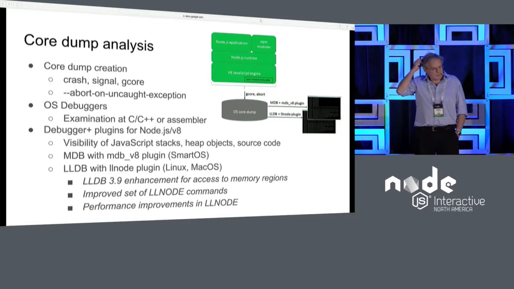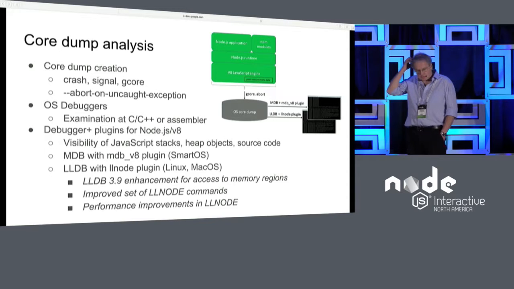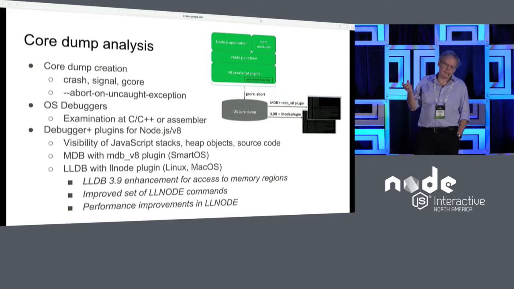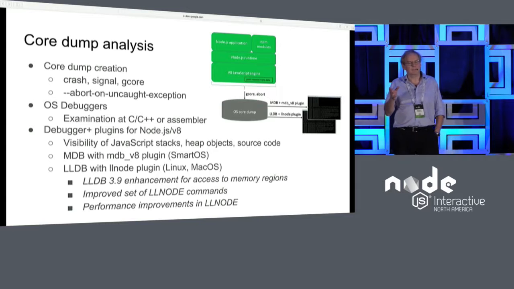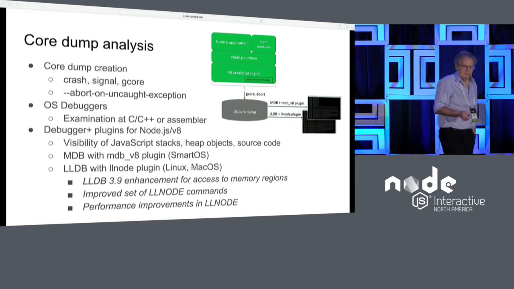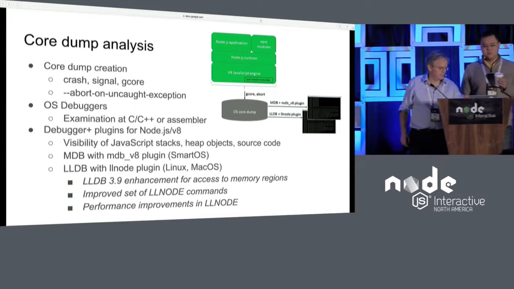So to catch up with what they had on MDB, a guy I work with called Howard Hellier has done a lot of work actually landing changes into LLDB itself, and LLDB 3.9 has got an enhancement which lets us get to all the memory regions that the heap are in, and that's a big step forward in terms of getting JavaScript objects out of the core dump. We've also filled in some of the gaps in the set of commands you have available on that debugger, and Fedor's recently put a performance improvement in, which has made a big difference in terms of looking at large heaps. So we've made some good progress on core dumps.